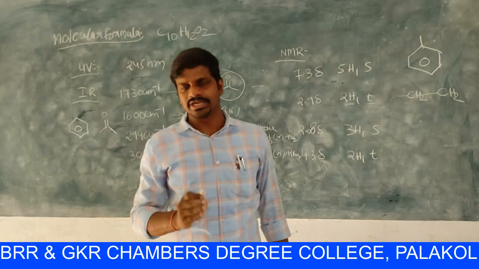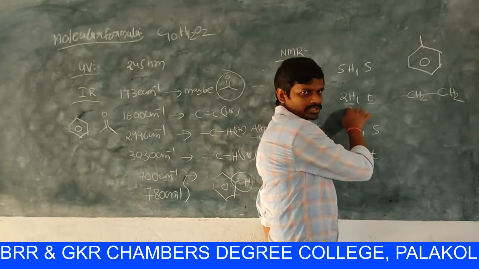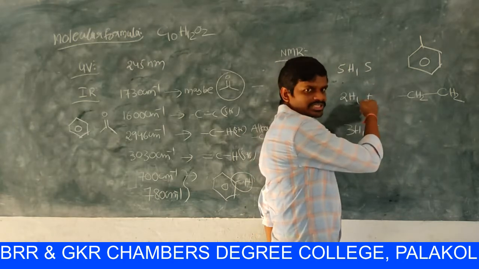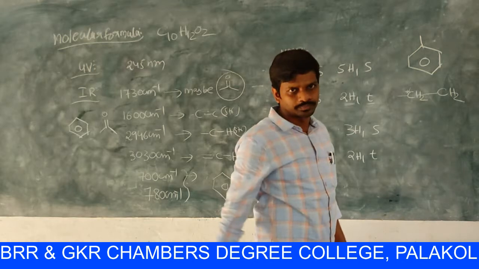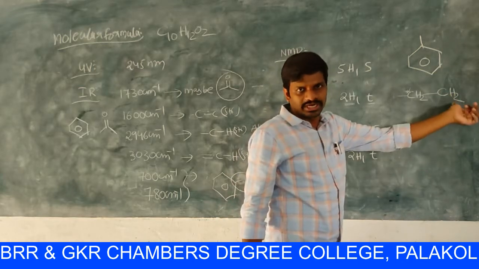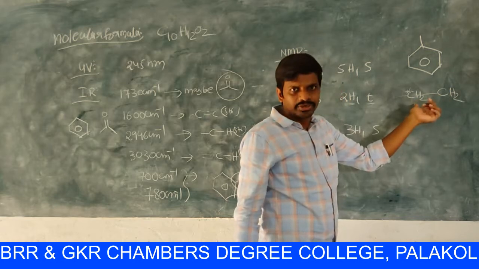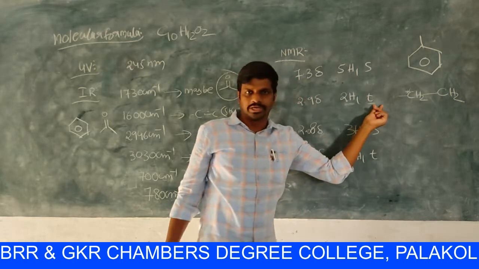The multiplicity indicates the number of neighboring protons. Here our environment has 2 hydrogens and it exhibits a triplet. This represents that the 2 hydrogens are adjacent to another CH2 group. Because of the presence of the adjacent 2 hydrogen atoms, these 2 hydrogens are split into a triplet. So this is the arrangement for the 2 hydrogens triplet.